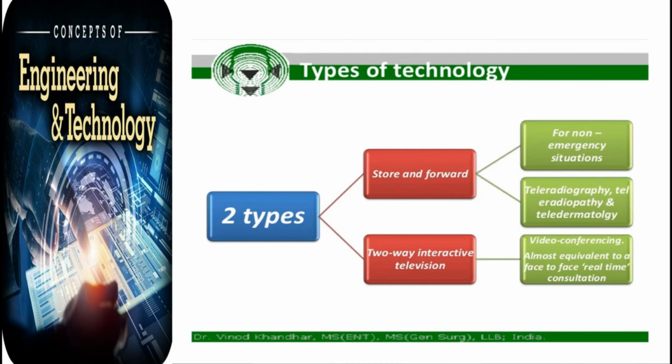So this works only in non-emergency situations. You need to understand this works in non-emergency situations. For example, the patient is a diabetic patient. So they want to check the sugar level every week. So what they will do, they'll visit the primary health center.